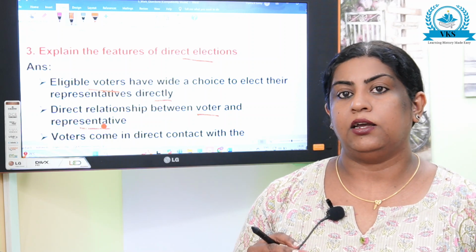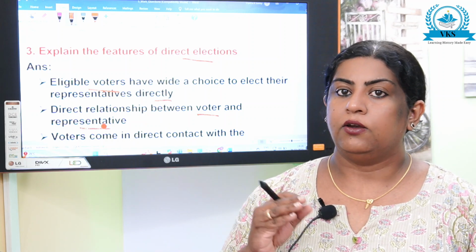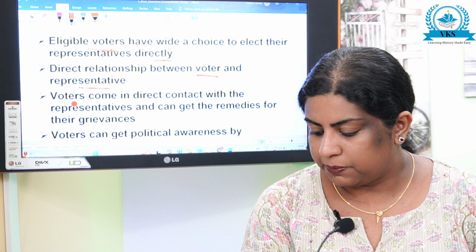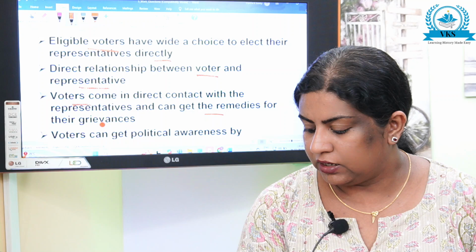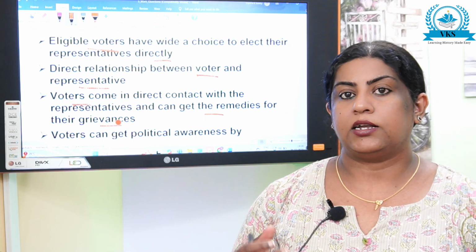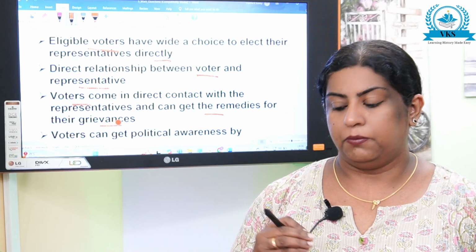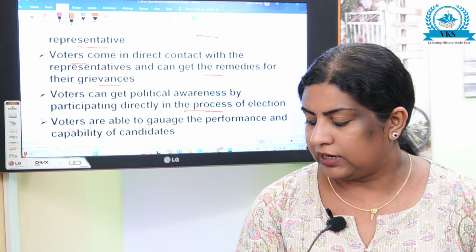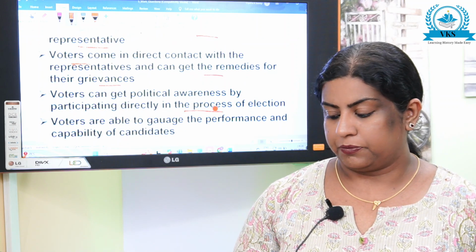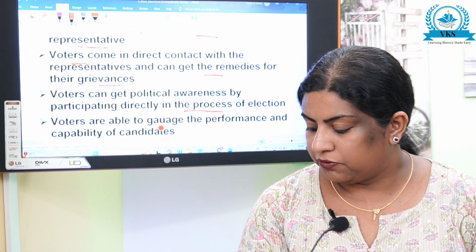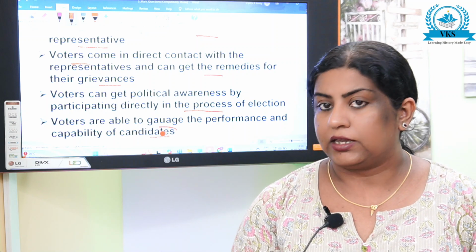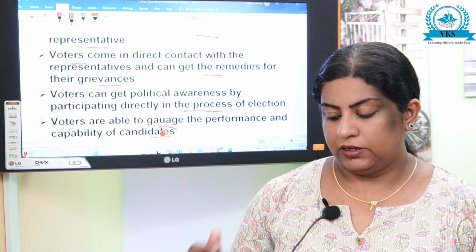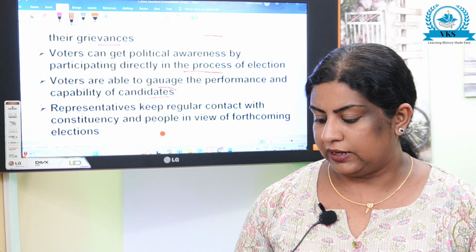In direct election, there is a direct relationship between the voter and the representative. Voters come in direct contact with the representative and get remedies for their grievances. They have direct contact, so they can get easy remedy for their problems. Voters can get political awareness by participating directly in the process of election. And voters are able to gauge the performance and capability of the candidates. Because it is direct election, the voters are able to measure the capability of the candidates directly.